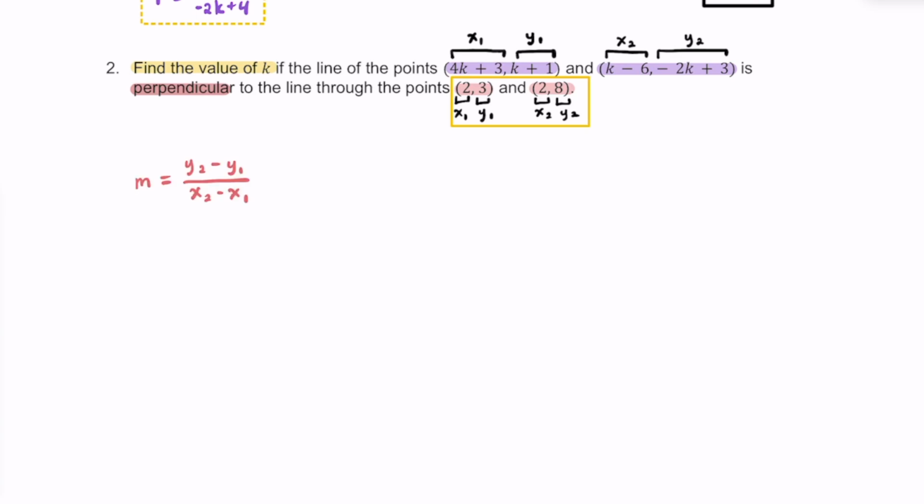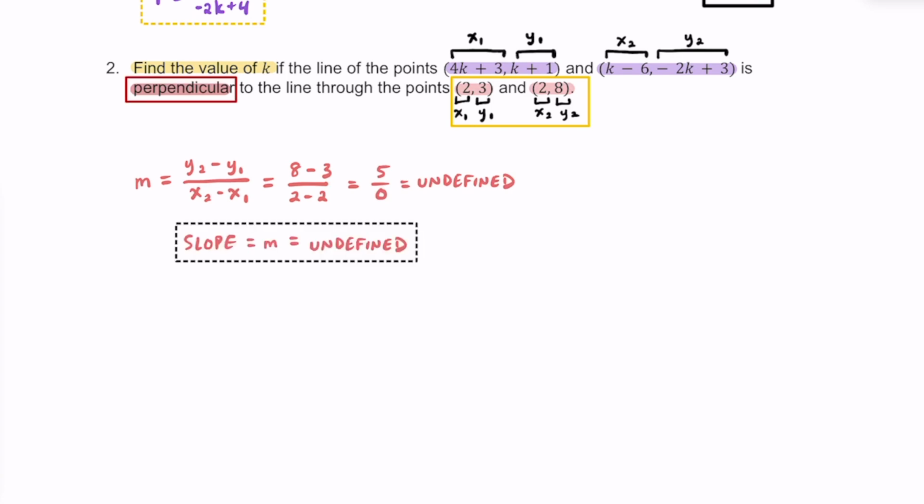So let's start by finding the slope of these 2 points. Here's our slope formula, and if we substitute in our values, we're going to get 8 minus 3 over 2 minus 2, which is equal to 5 over 0, which is going to be undefined. Hopefully this makes sense, because if you were to plot these 2 points, they would make a vertical line if you connected them. So the slope is undefined.